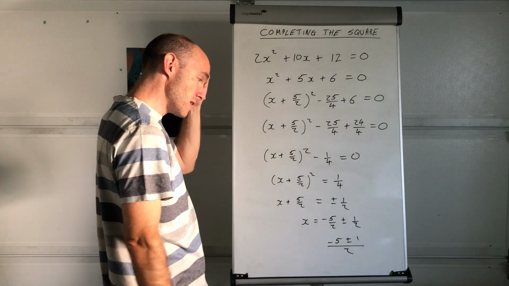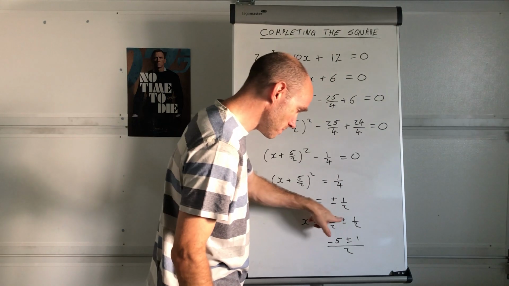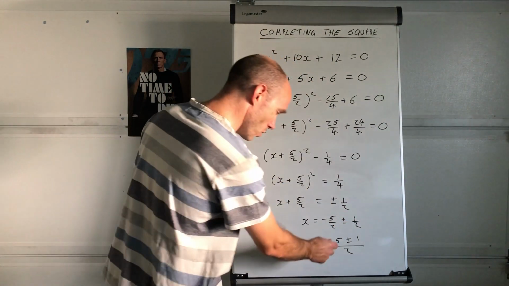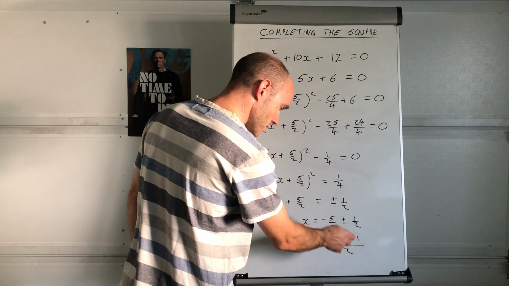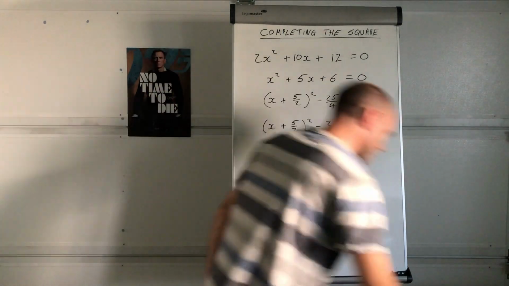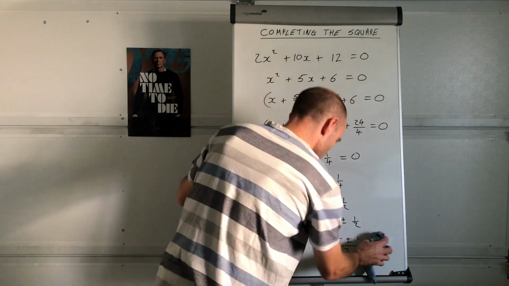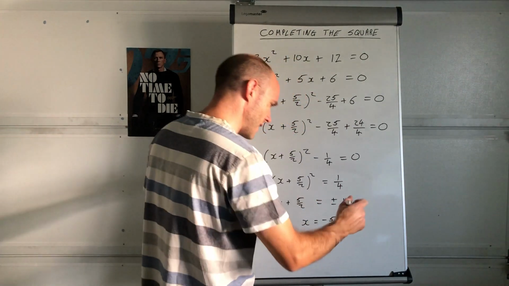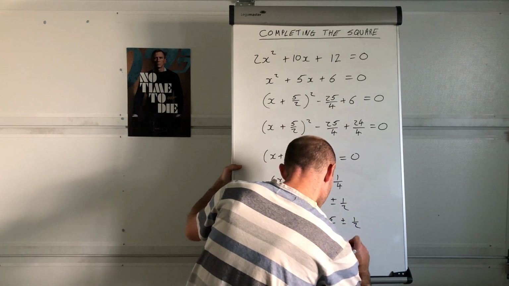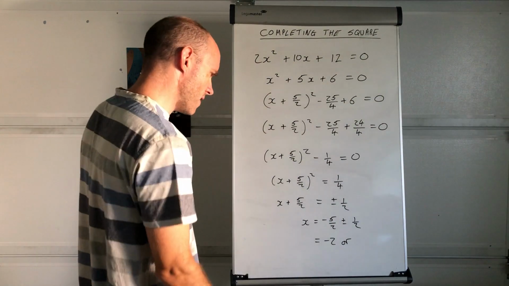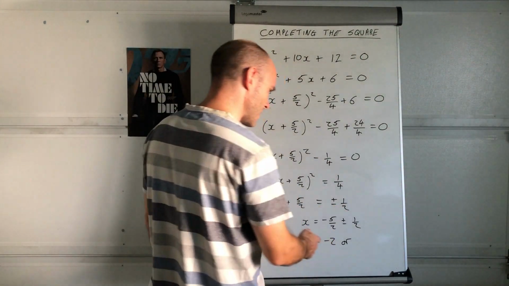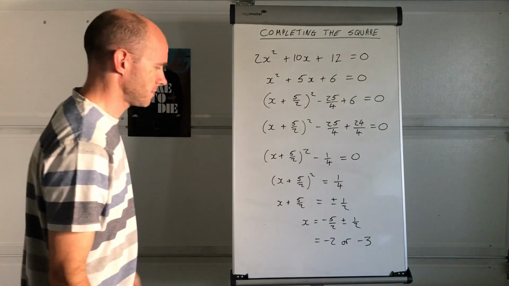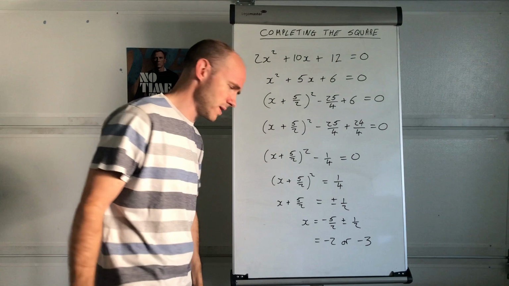But basically what you're going to do is negative 5 over 2 plus 1/2, or negative 5 over 2 subtract 1/2. Or negative 5 plus 1 divided by 2, negative 5 subtract 1 divided by 2. So let's just do this one, the first one I wrote down. Negative 5 halves plus 1/2 is negative 4 halves, negative 2. Negative 5 halves subtract 1/2 is negative 6 halves, which is negative 3. That's it: you get the answer negative 2 or negative 3.